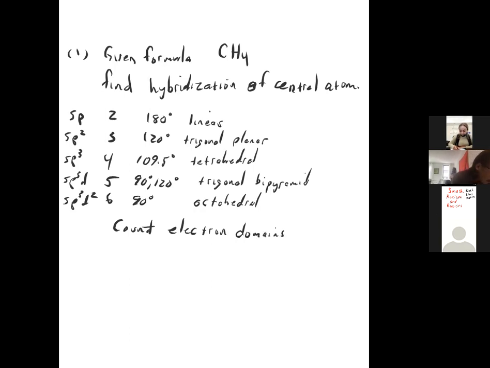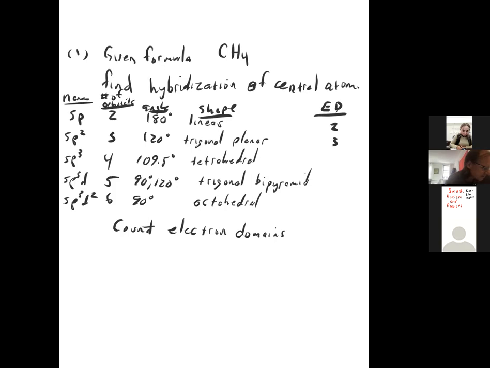Okay, and the electron domains match up perfectly with this table right here. So I'll make one more column. Here's electron domains. So here's your shape. Here's your angle. Number of orbitals. And then there's your name, right? That's your name of the hybridization.